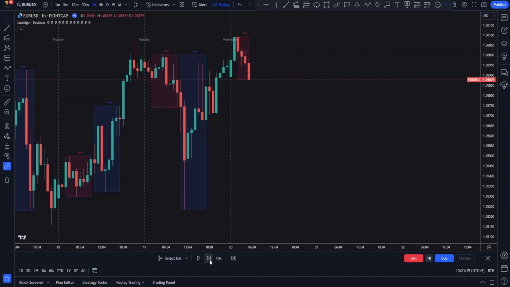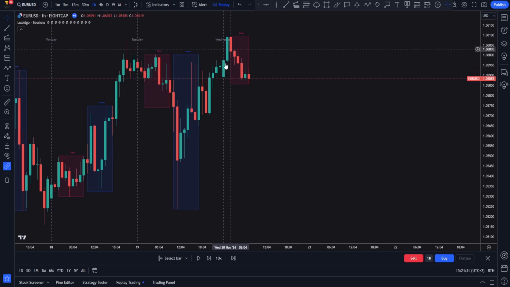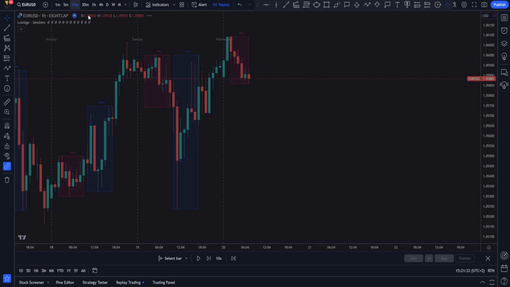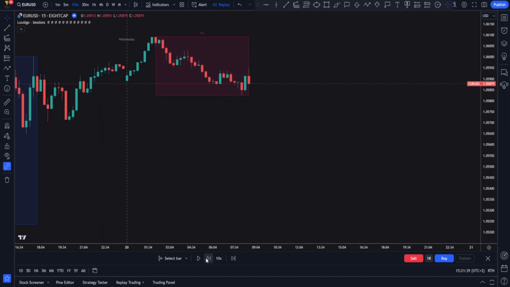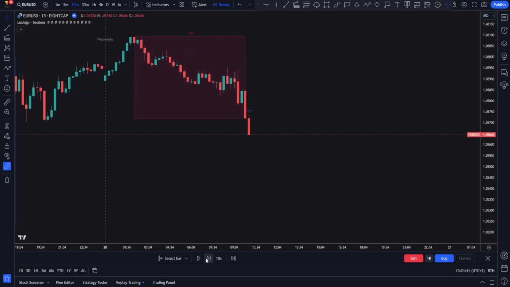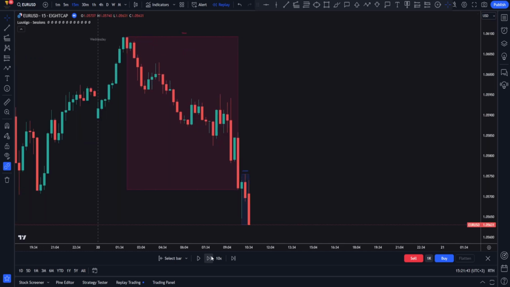So here is the next day. This is the Asian session during Wednesday, so I'm going to drop down to the 15-minute time frame, and I know I'm only looking for selling opportunities. So let's see what happens right here. So here is the Asian session, and right now we've got London open.